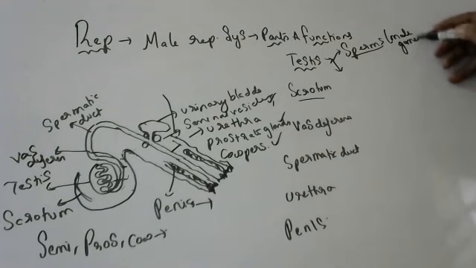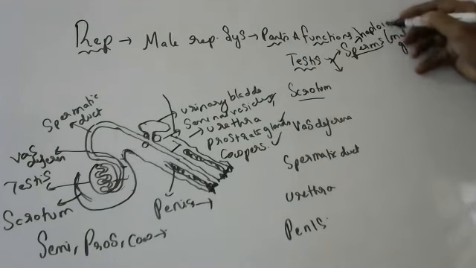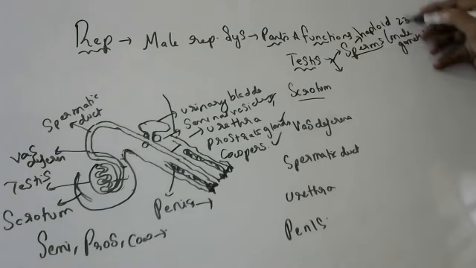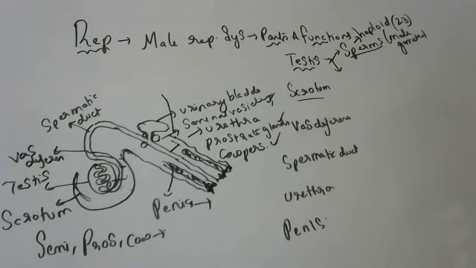Okay children, and they are haploid. Do you remember, children? Yesterday I told you they are haploid. Haploid means what? They have 23 chromosomes. In our body, all cells will have 46. Only sperm will have 23, children.